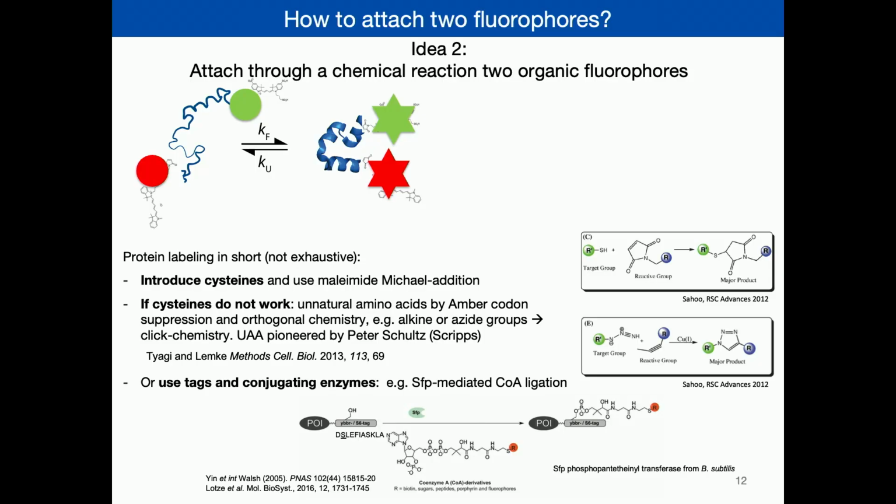And a third approach that turned out to be also very useful in the lab is you use tags and conjugating enzymes. That means you can encode short peptide tags into your protein of interest, and then you use a chemical reaction, in this case mediated, for instance, by SFP, that attaches coenzyme A. And coenzyme A luckily has a thiol group, which you can label beforehand with your fluorophore. Then you have coenzyme A with your fluorophore in solution, SFP, and then it attaches it to that serine residue. And this works surprisingly efficiently in our lab. So we get labeling efficiencies of 60 to 70% using this approach.